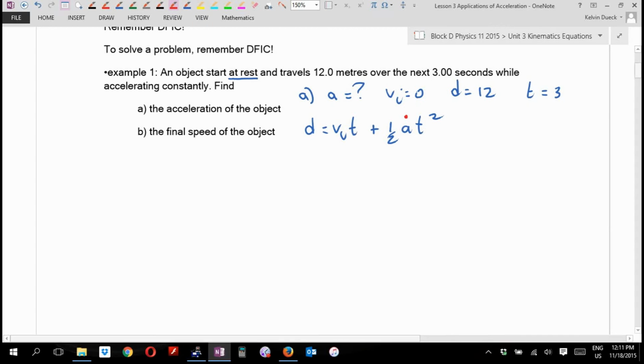What's the t squared doing to the acceleration? 9. I'm going to divide eventually. What's the 0.5? I don't see a 0.5. Oh, for Pete's sakes, there's a 0.5, 1/2. What's the 0.5 doing to the acceleration? 100. I'm going to divide eventually. What's the VIT doing to the acceleration? 5. So I'm going to subtract.